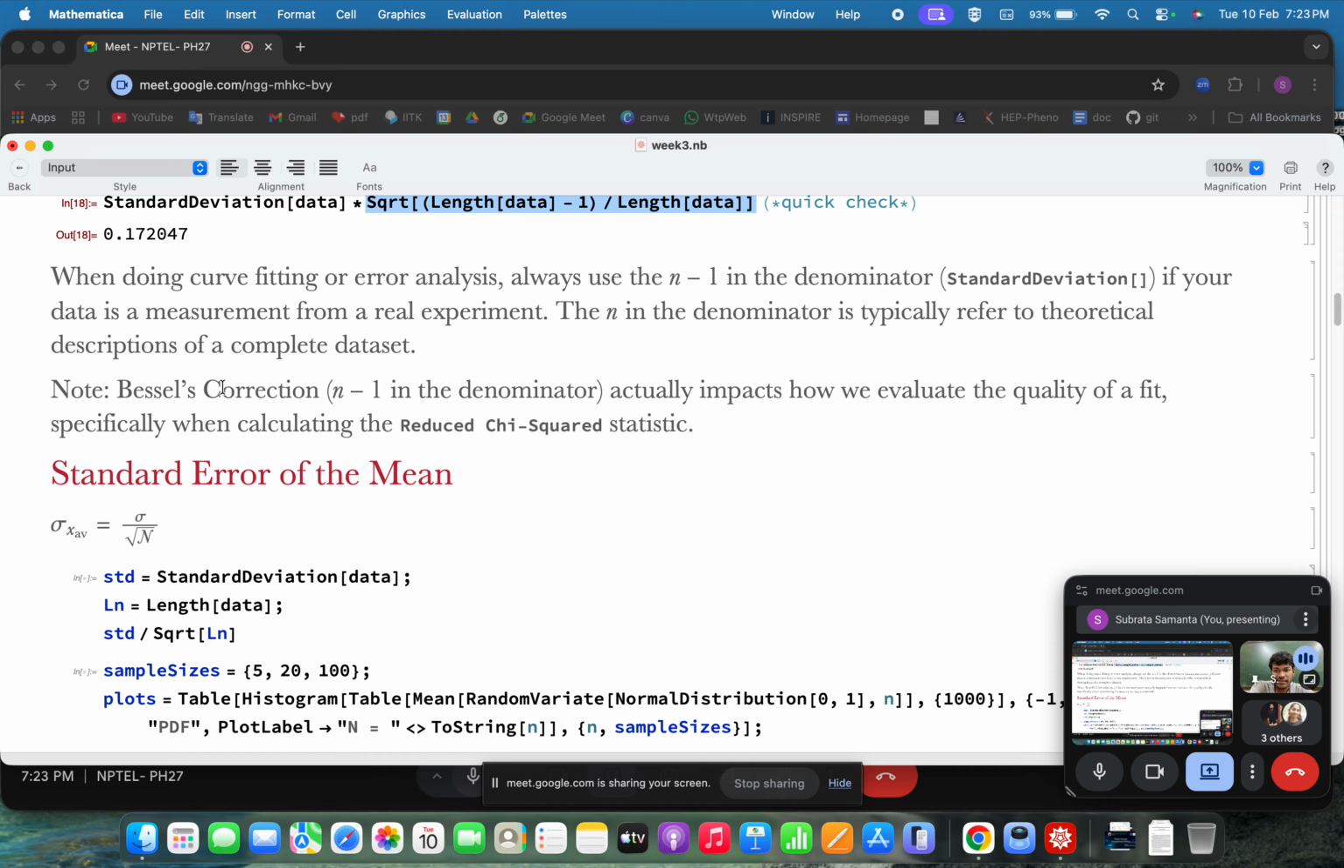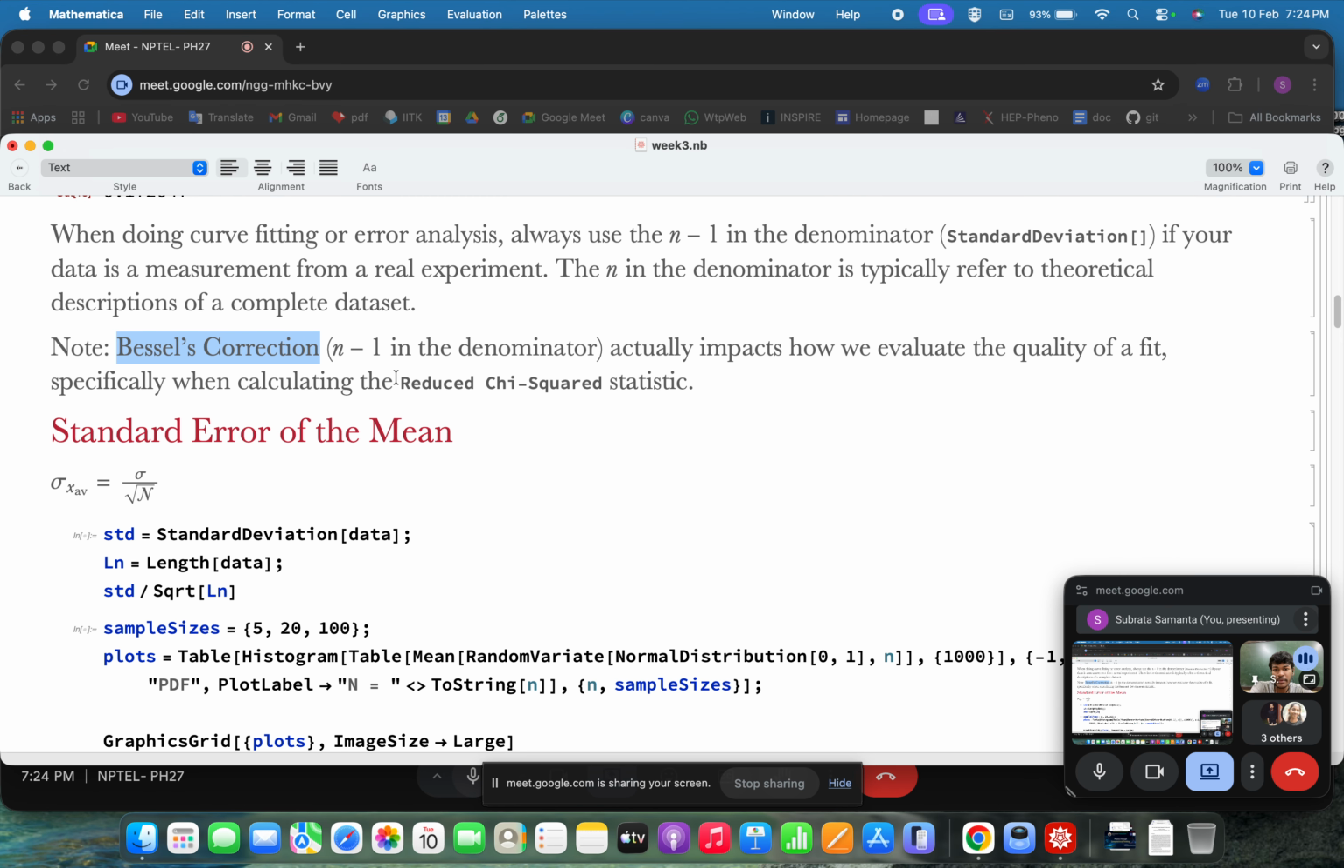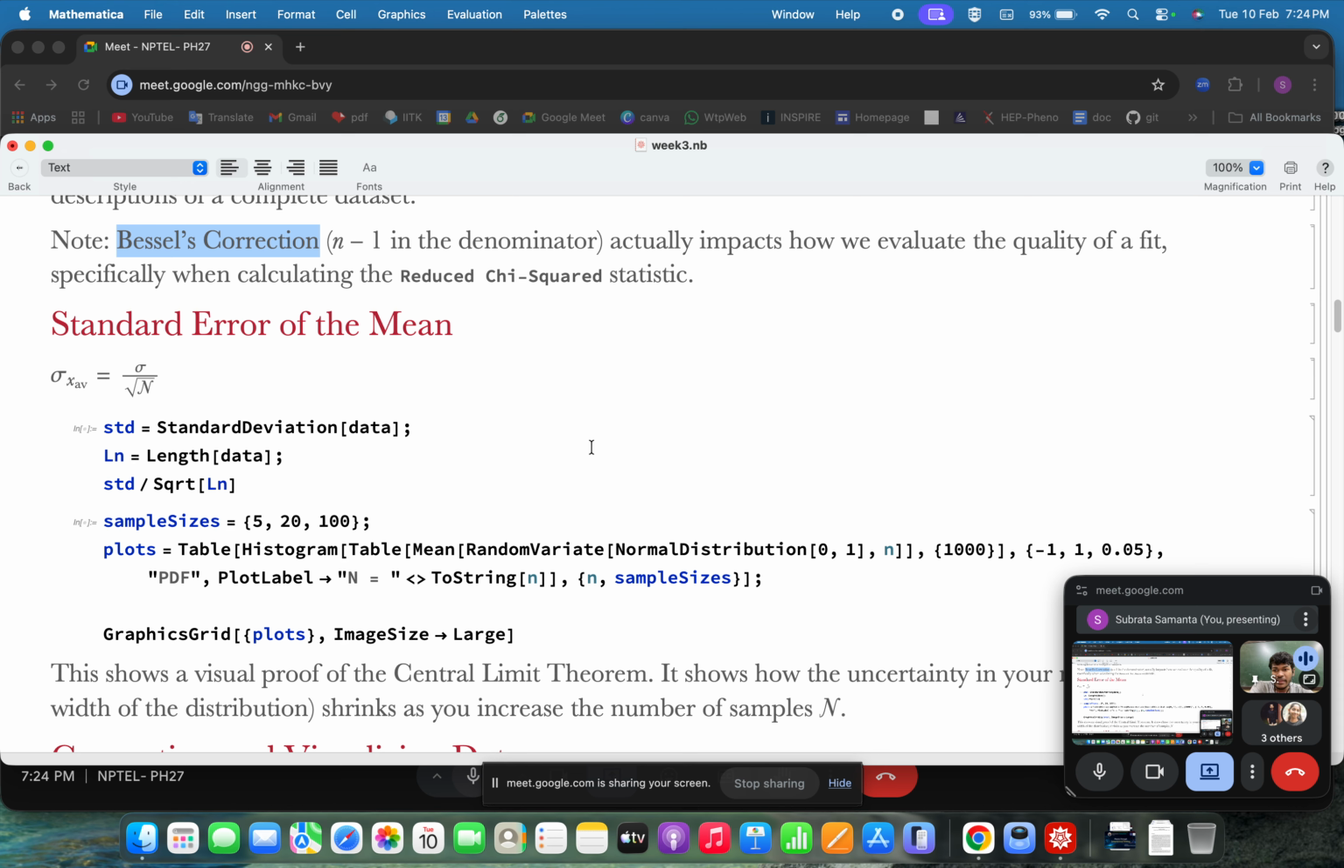For a sample data set or measurements of real experiments, you always use n minus 1. These Bessel corrections are important because they actually impact how we evaluate the quality of fit. When we perform a chi-square analysis, I will come to this. And then we can also calculate the standard error of the mean.